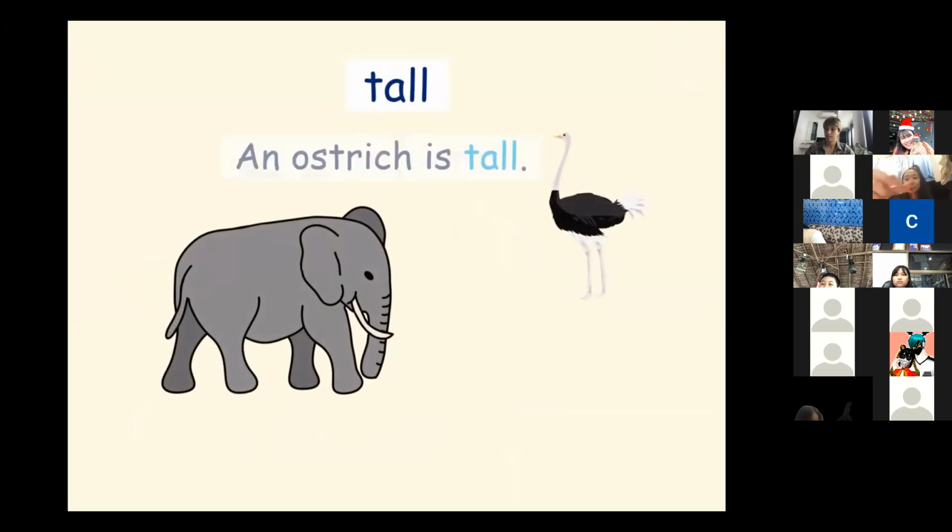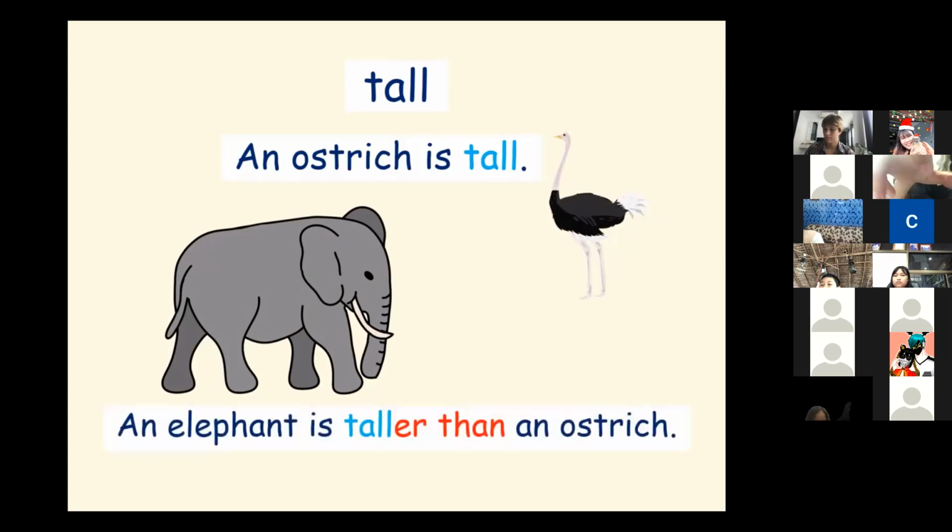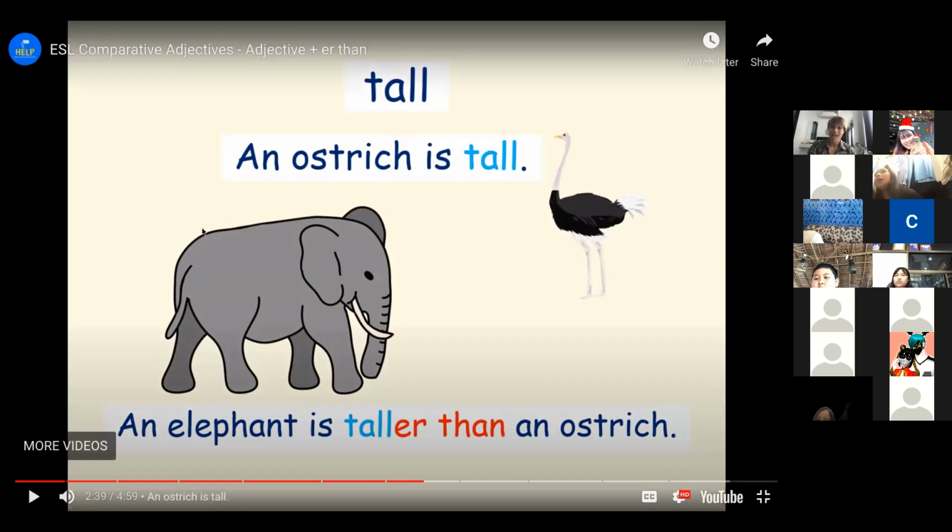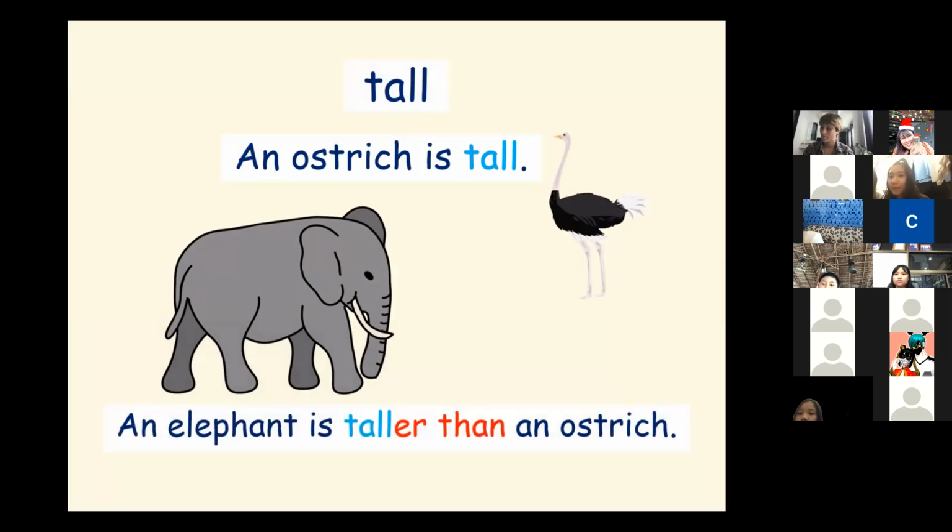Tall. An ostrich is tall. An elephant is taller than an ostrich. An ostrich is tall. Very good. An elephant is taller than an ostrich. Very good, friend. Tall, taller than.